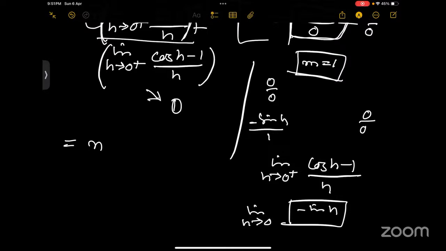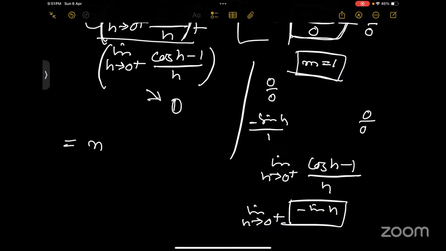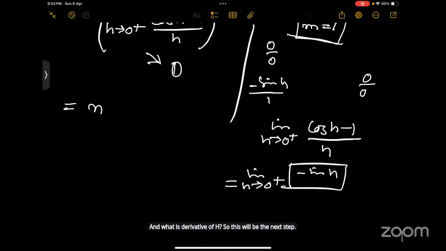After applying the L'Hopital rule, this will be minus sin h, right? Cos h minus 1 by h, this is the function. Use L'Hopital rule. So what will be the next step? What is the derivative of cos h minus 1? Minus sin h. And what is the derivative of h? 1. So this will be the next step if I use the L'Hopital rule.